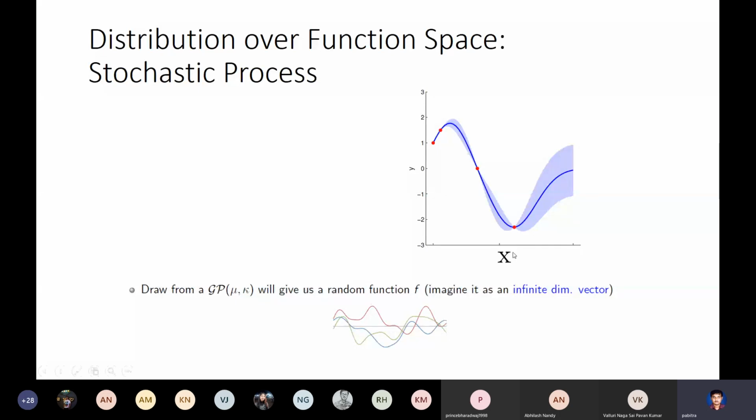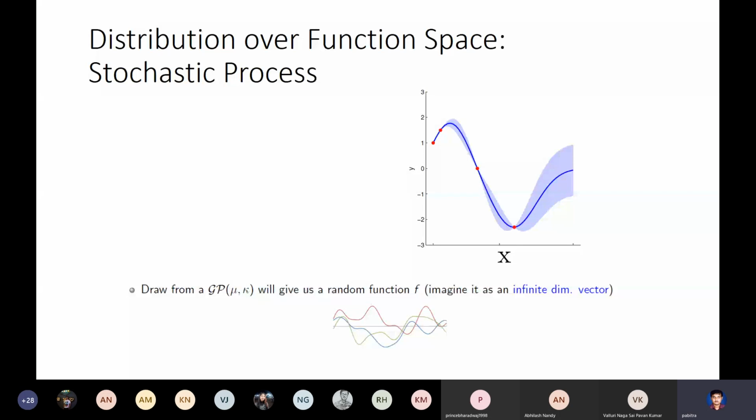This X can be again two-dimensional. Two indices I can have, for example, location: latitude, longitude. Then this curve will still be a function space, but a two-dimensional function space. Say, how does temperature vary over the Earth's surface?